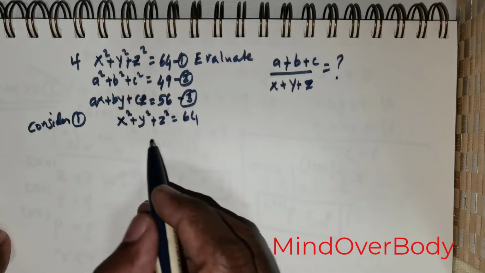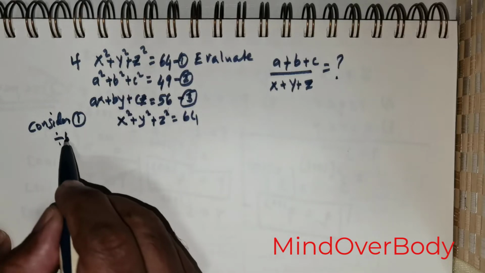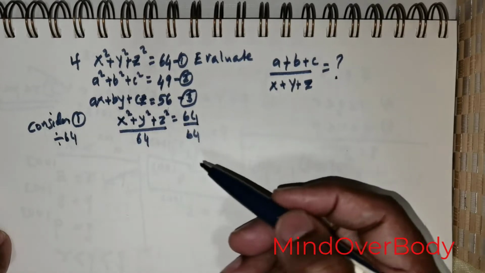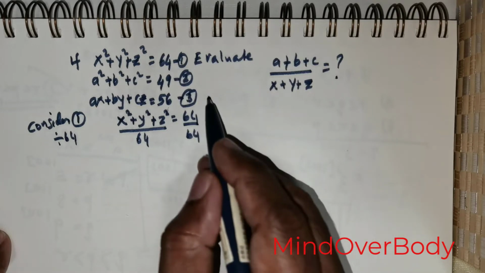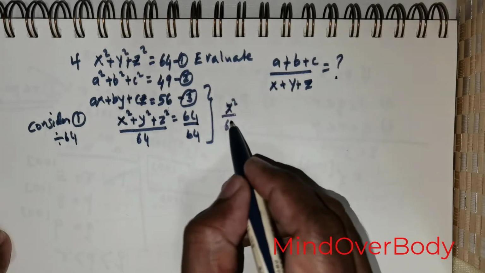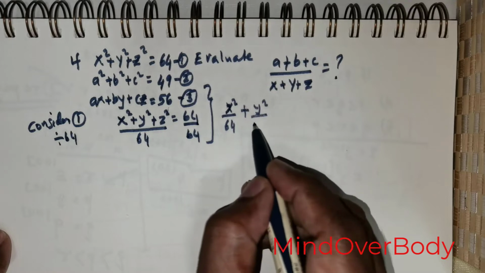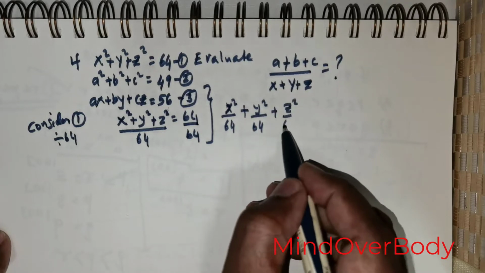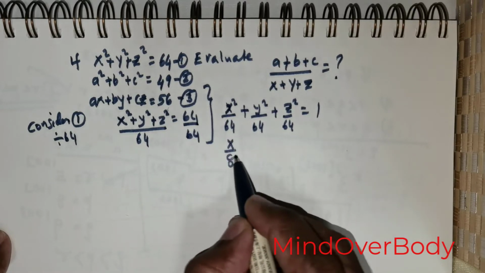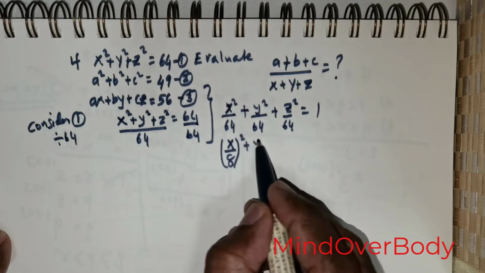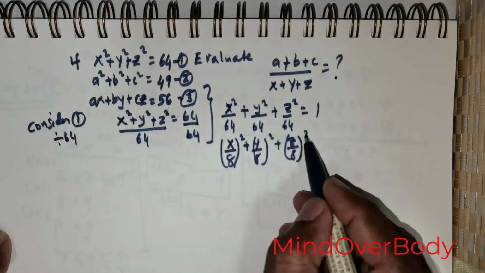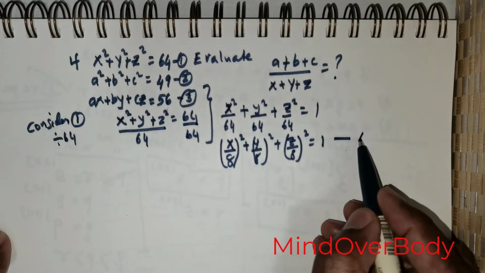Having considered 1, I would be dividing both sides by 64. So this can be rewritten as x squared over 64 plus y squared over 64 plus z squared over 64 is equal to 1. Now I can rewrite this further as x over 8 raised to the power of 2 plus y over 8 raised to the power of 2 plus z over 8 raised to the power of 2 is equal to 1. Now let me name this as equation 4.